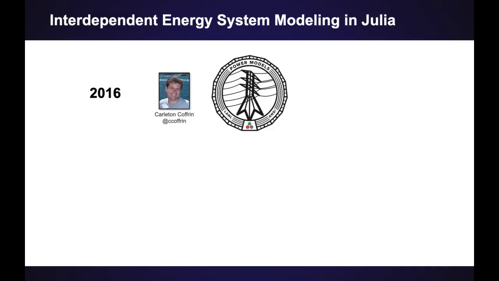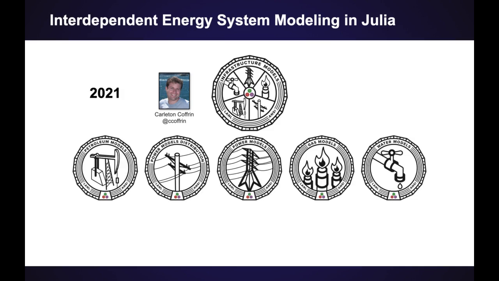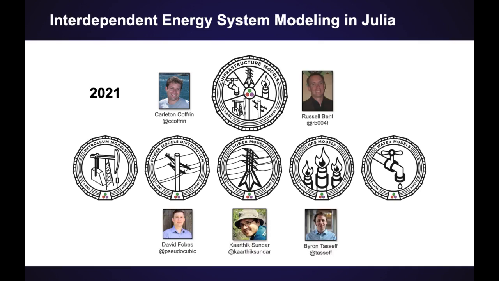So if this was what the picture looked like in 2016 when we started Power Models, this is what the picture looks like now. We have InfrastructureModels, which is a general package that includes some basic guidelines for developing different infrastructure sector packages, and we've expanded to include power transmission, power distribution, petroleum networks, natural gas transmission networks, and water distribution networks. And of course, we couldn't do this just alone by myself.